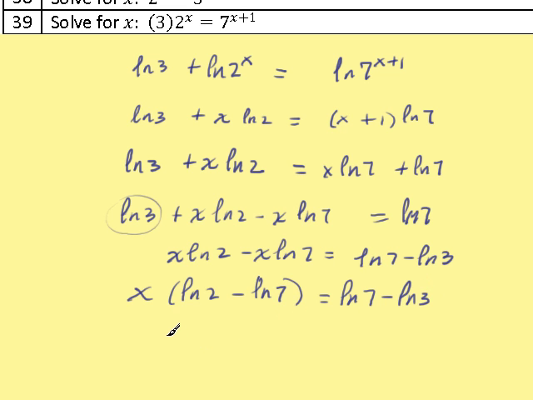And divide by what's multiplying x. That's always the last step. Put that in the denominator.